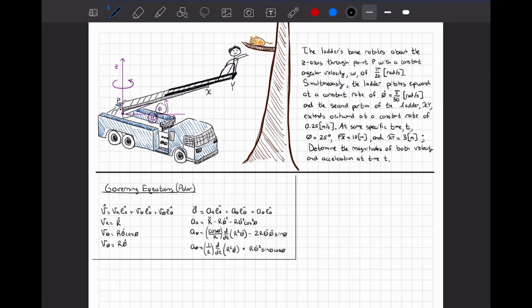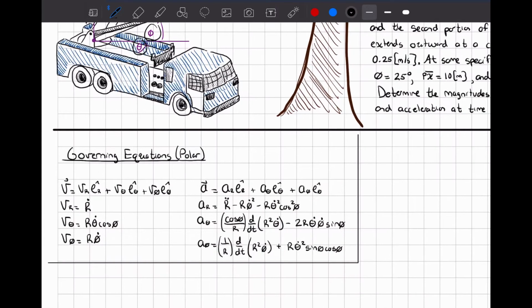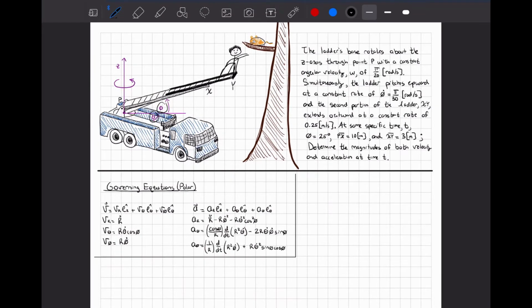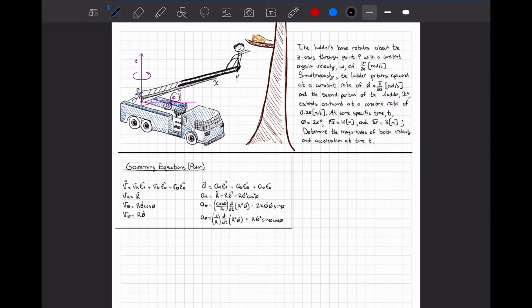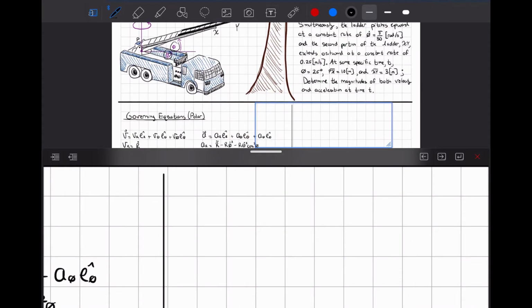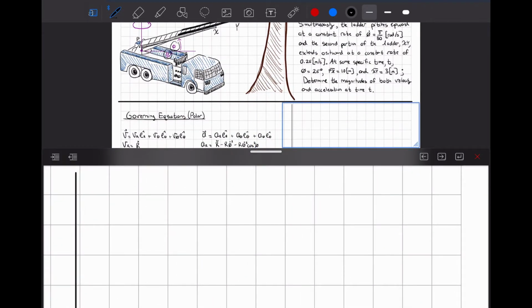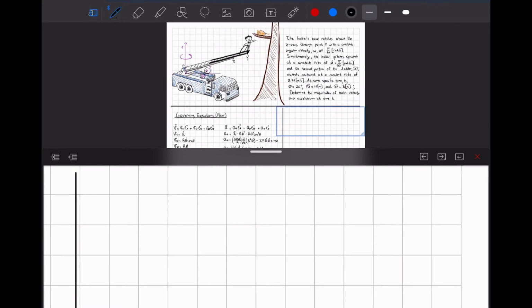And I've already gone ahead and written out the governing equations for polar coordinates for velocity and acceleration. And so all we have to do as the problem solver is populate the different velocity and acceleration components along the radial direction, the theta, and the phi directions. And so let's get right into it. I'll pull up my little box and reorient the screen, and let's begin.